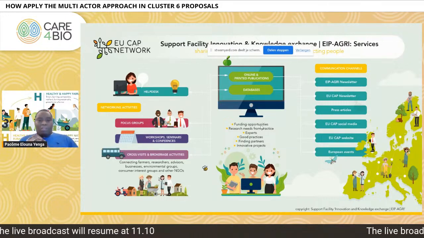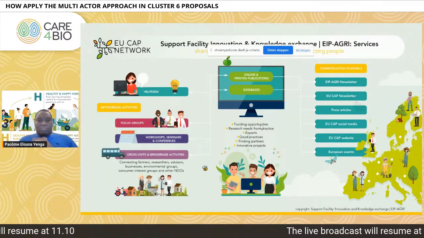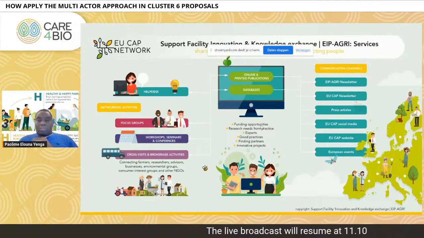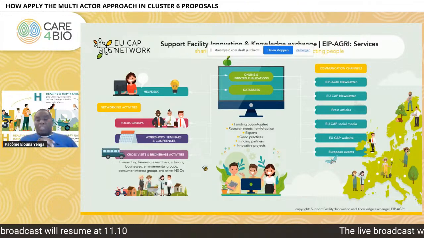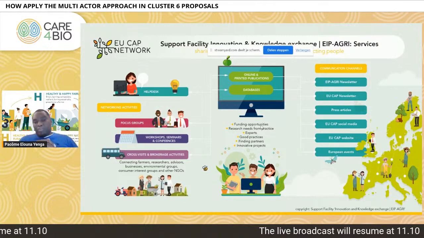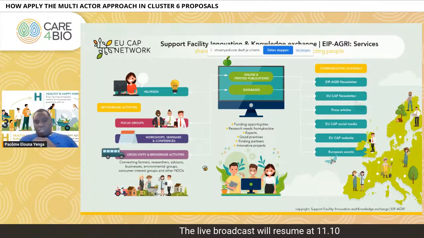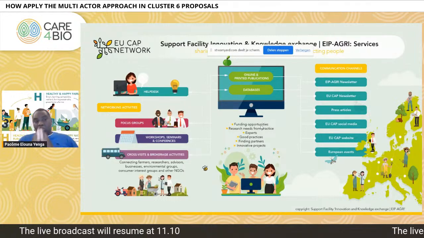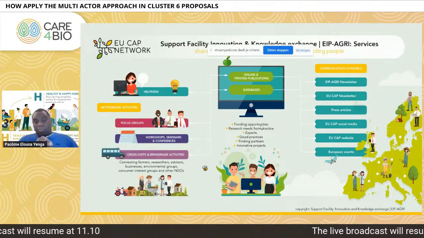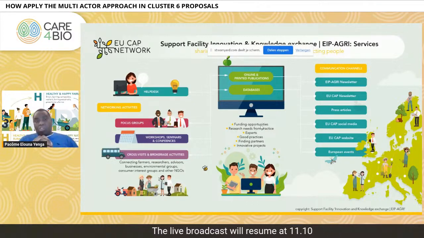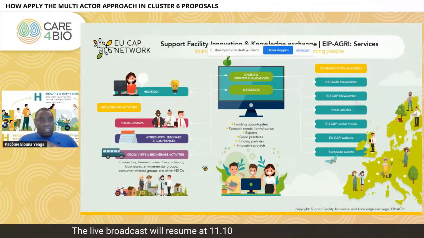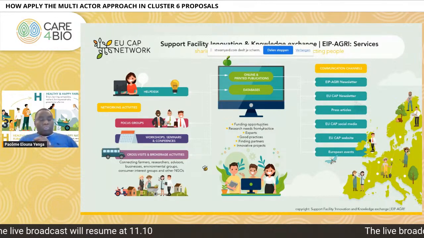And then an important tool is the database. In fact, databases, because there are quite a lot of them, but you find them on the website. But also there are different publications. This is something we keep doing. You can go to the new website. I would suggest going to the EU CAP network website, because the old website is no longer functioning. You can only read things there, but you cannot upload anything.